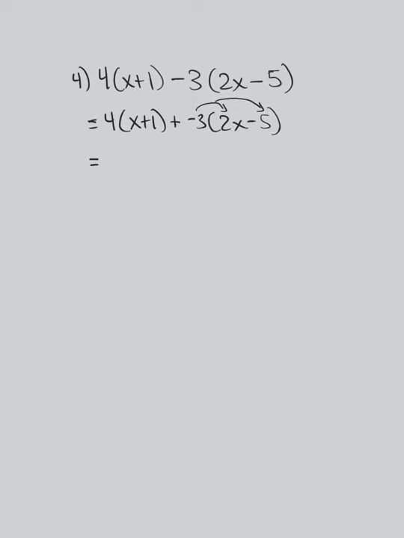So now, in the first part I have the 4 to distribute, right? So I do 4 times x, that's just 4x. And then I do 4 times 1, which is 4. Now here I have plus, and then I do negative 3 times 2x. So that's negative 6x, because negative 3 times 2 is negative 6. And then remember that at first, this sign stays here. So I have minus from the inside of my parentheses, but then I also have negative 3 times 5, which is negative 15.